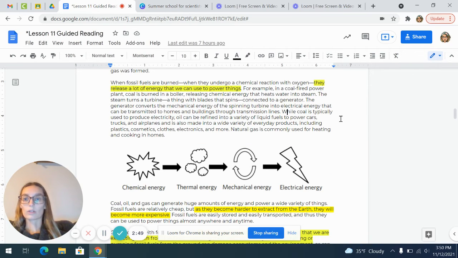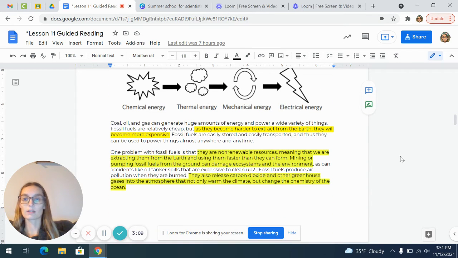So while coal is typically used to produce electricity, oil can be refined into a variety of liquid fuels to power cars, trucks, and airplanes, and is also made into a wide variety of everyday products, including plastics, cosmetics, clothes, electronics, and more. Natural gas is commonly used for heating and cooking in homes. Coal and oil and gas can generate huge amounts of energy and power a wide variety of things.